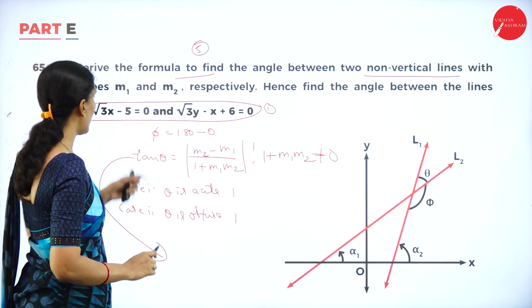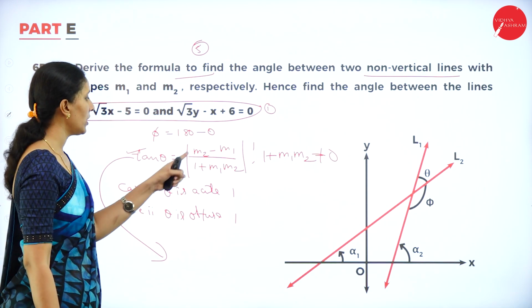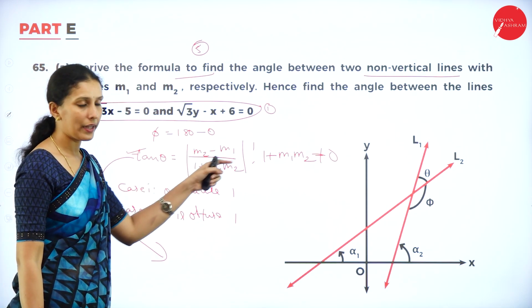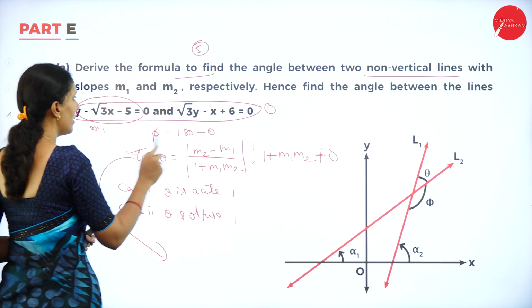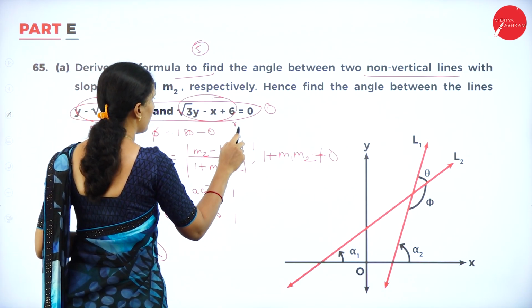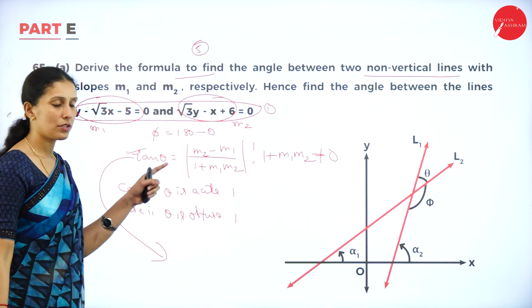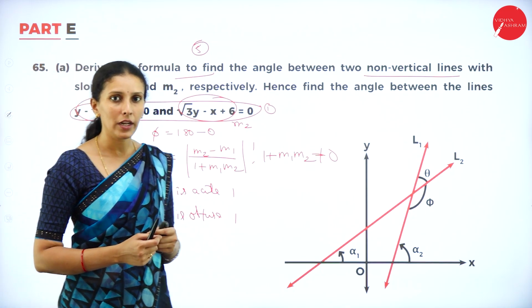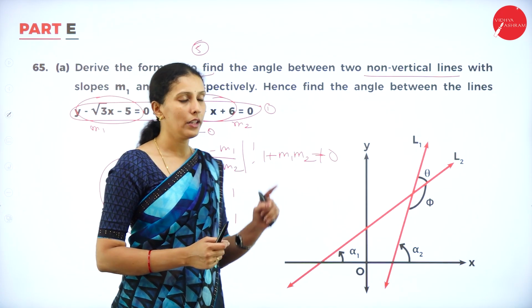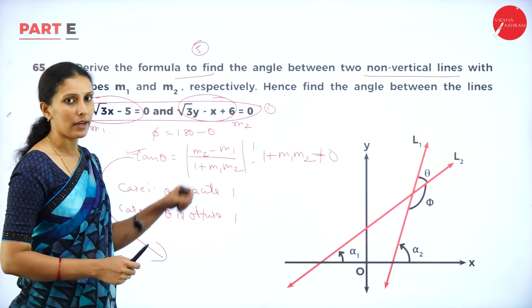Next we need to show that using this formula we need to find out the value of m2 and m1. So you can find the slope for this, that is m1, and slope for this, that is m2. After evaluation just find the value of angle using the same formula. Hence you will get the angle between the given two lines here.